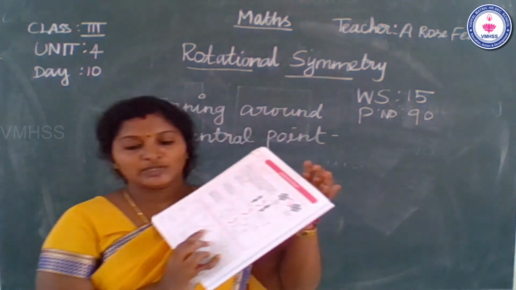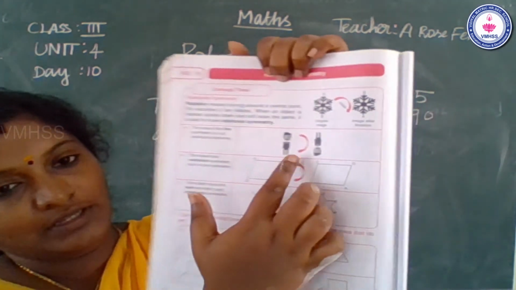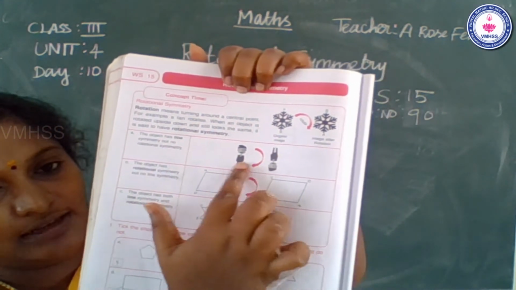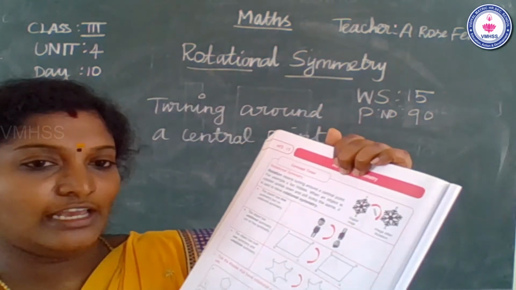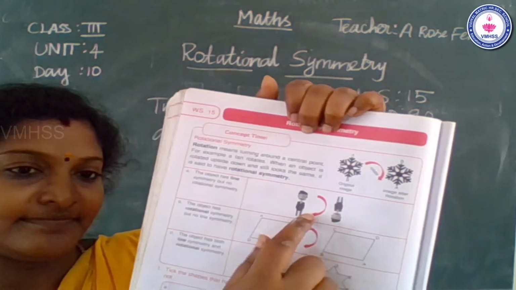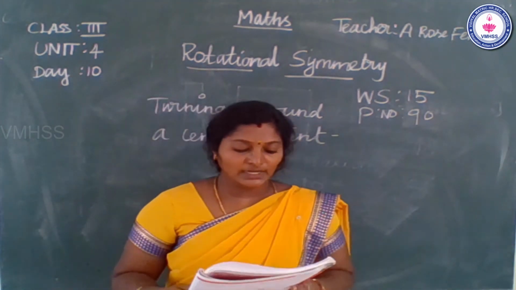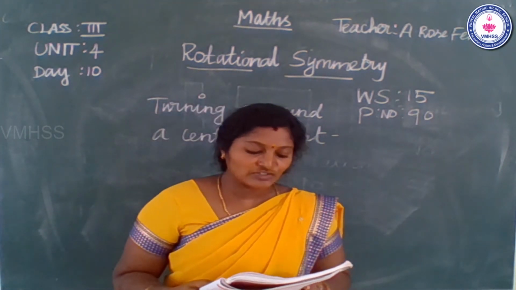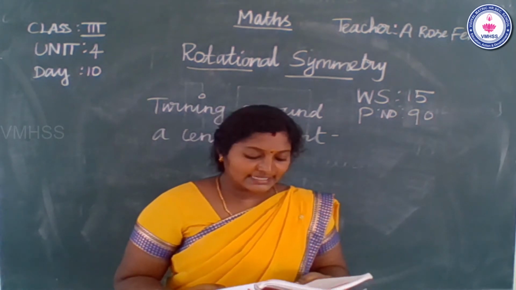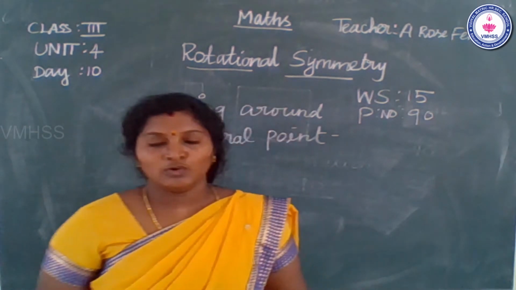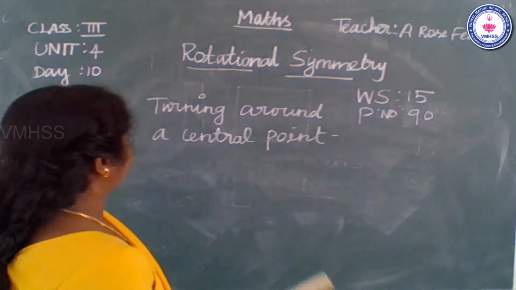Okay, see the picture. So this has no rotational symmetry. Okay. So second one, the object has rotational symmetry. The object has rotational symmetry. Okay. So next picture.